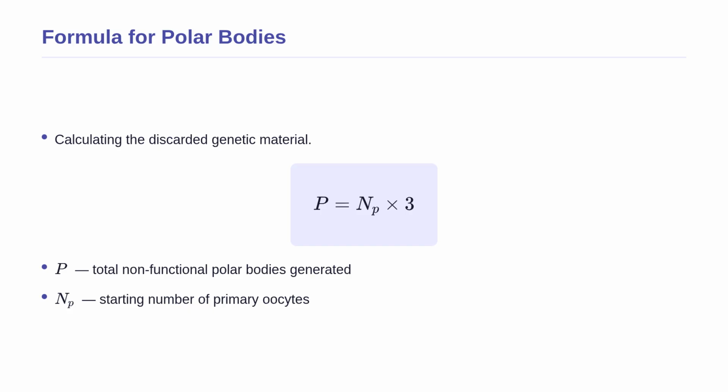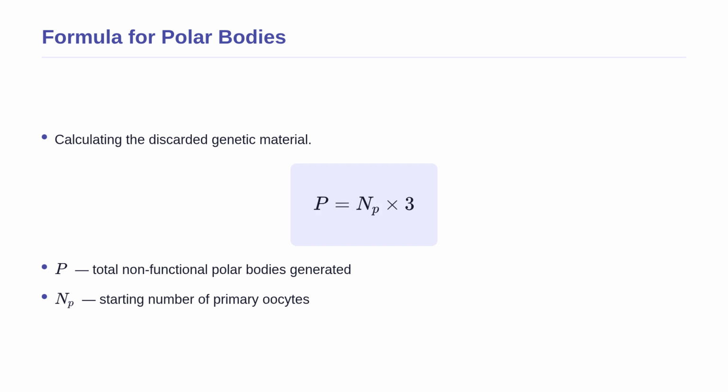Now that we have calculated the viable eggs, we must also account for the waste cells, using the formula for polar bodies. Conceptually, the egg needs to shed half of its DNA without losing its valuable cytoplasm, and it does this by creating genetic trash cans called polar bodies. The formula is P equals n sub p times 3.